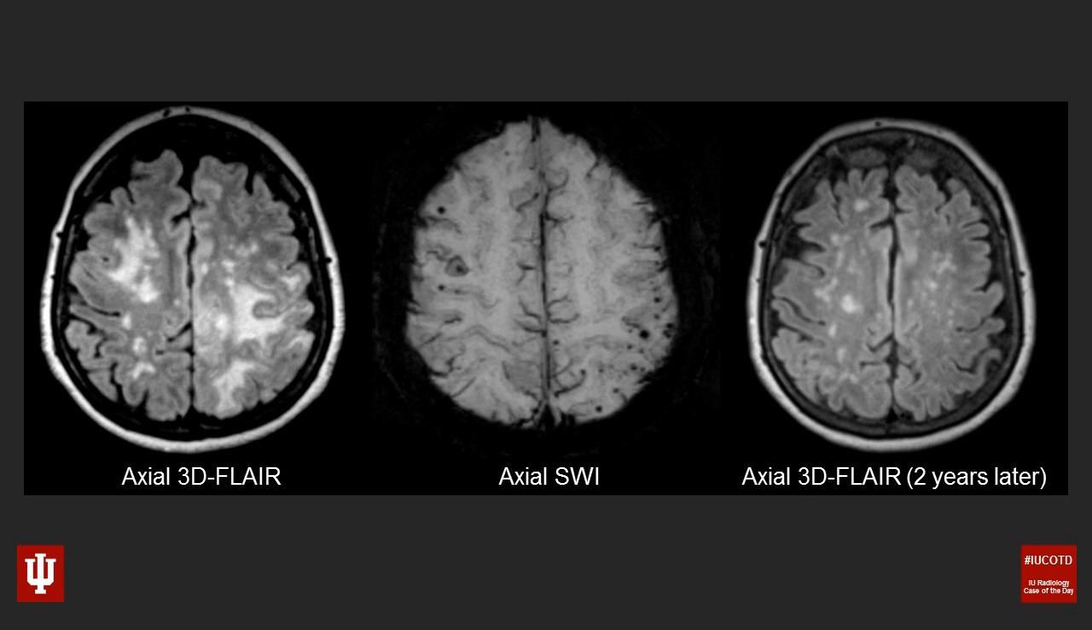Okay, so take a look at the images again. Axial 3D flare on the left, axial susceptibility weighted imaging scan in the middle. Those were obtained on the same day. And then the image on the right is effectively the same slice, axial 3D flare, but performed approximately 2 years later.